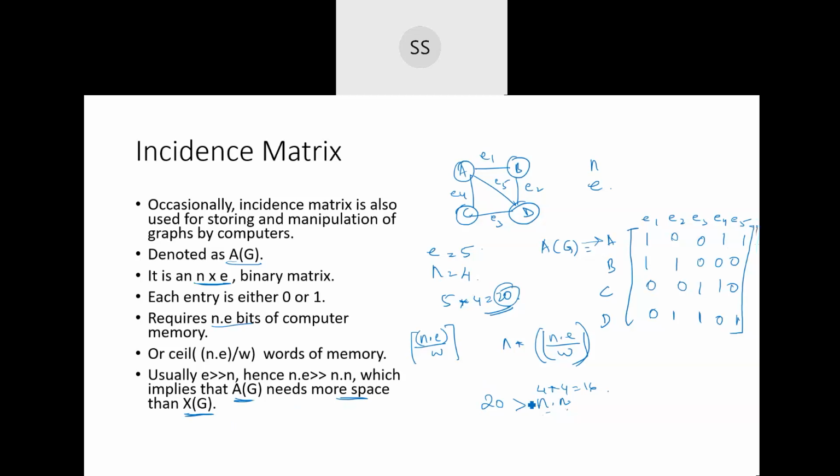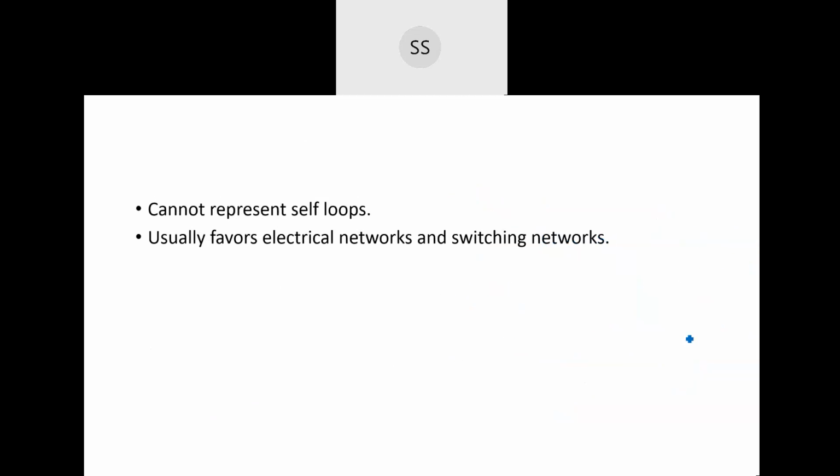So here the point is that it is n into e. A of G requires 20 bits, whereas X of G requires only 16 bits. So you can say that your adjacency matrix requires less space when compared to your incidence matrix.